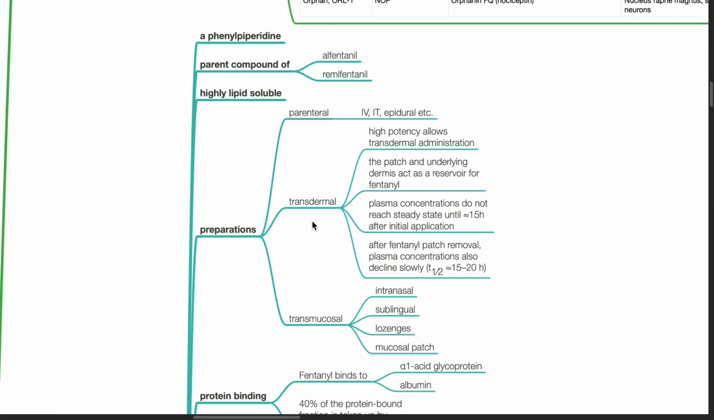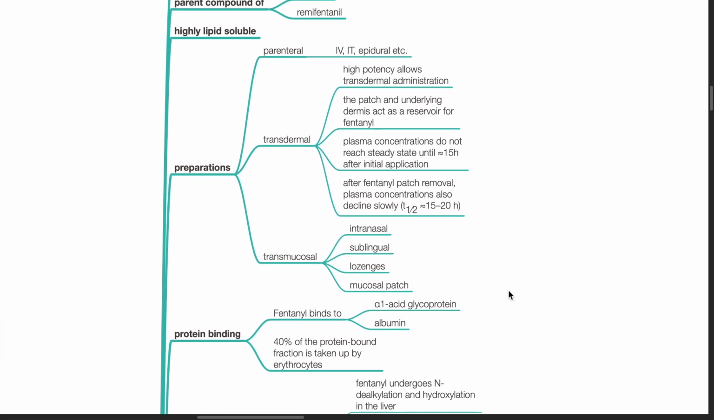Regarding the transdermal preparation, the high potency of fentanyl allows transdermal administration. The patch and the underlying dermis act as the reservoir for fentanyl. Plasma concentrations do not reach steady state until about 15 hours after initial application. After fentanyl patch removal, plasma concentrations also decline slowly with a half-life of 15 to 20 hours. Transmucosal preparations include intranasal, sublingual, lozenges, and mucosal patch.